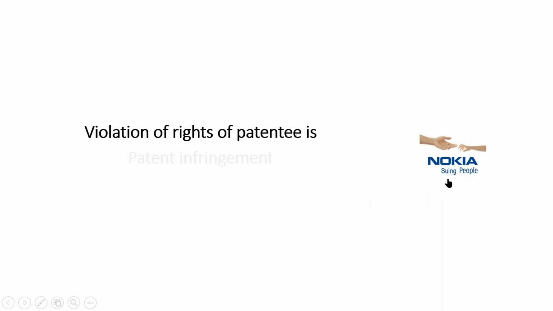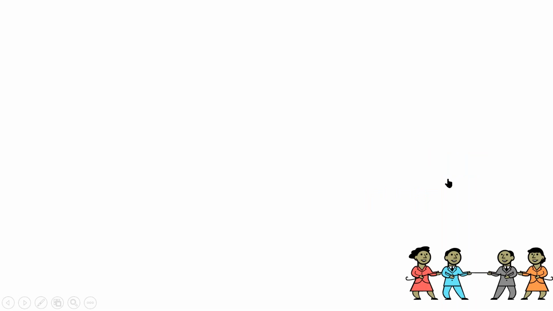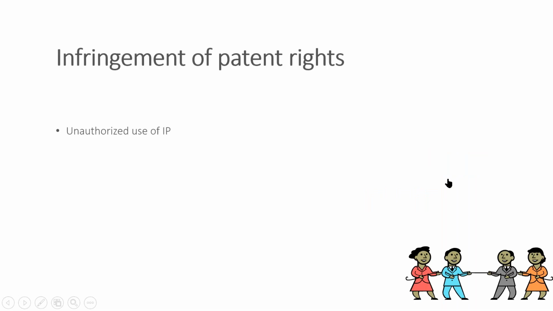So violation of rights of patentee is patent infringement. Infringement of patent rights takes place when you are an unauthorized user of a third party's IP. So this in fact holds good for copyright also.